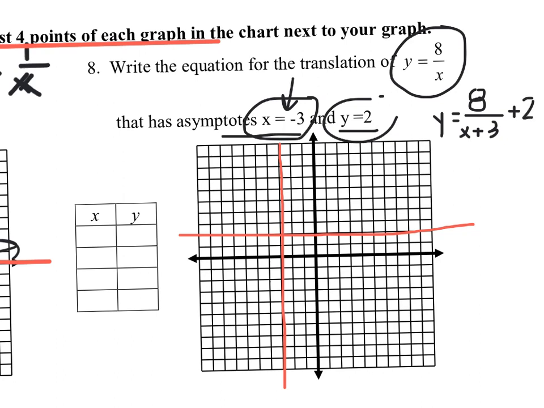So what you can do is plug in values for x in this table. Looking at this number, I'm going to plug in 5, because if I plug in x as 5, it's going to be 8 over 8, which is 1, plus 2 is 3. I could also plug in -1. If I plug in -1, I'll get 8 divided by 2, which is 4. 4 plus 2 is 6. So I'm just trying to think of numbers that would be simpler to plug in.